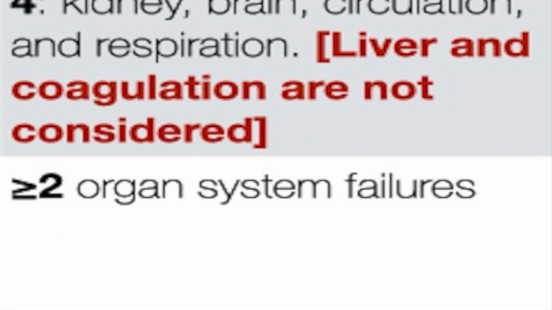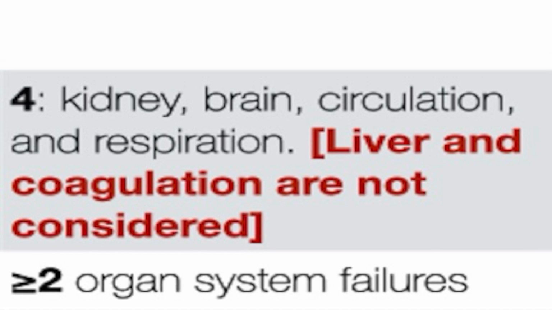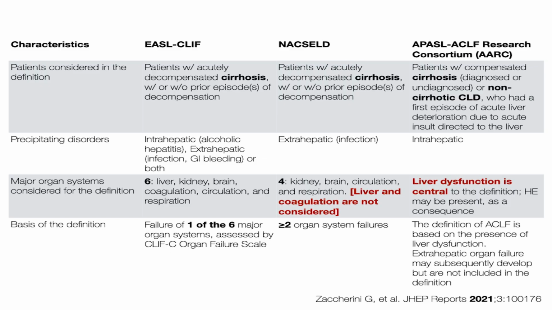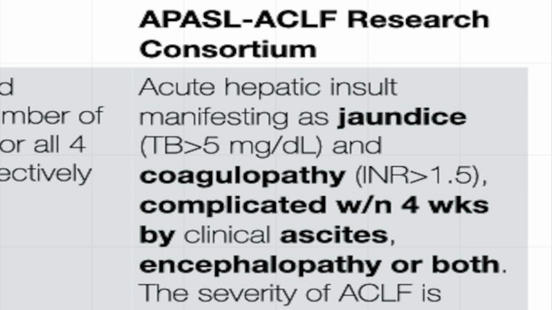In contrast, at least 2 out of 4 organ failures, excluding liver and coagulation, must be present for diagnosis under the North American Consortium for the Study of End-Stage Liver Disease criteria. Similarly to North America, the Asia-Pacific Association for the Study of the Liver emphasizes liver dysfunction as a central diagnostic core, defined by a total bilirubin level greater than 5 milligrams per deciliter and INR greater than 1.5, complicated by either an increase in ascites or hepatic encephalopathy within 4 weeks after worsening of the hepatic excretory and synthetic functions.